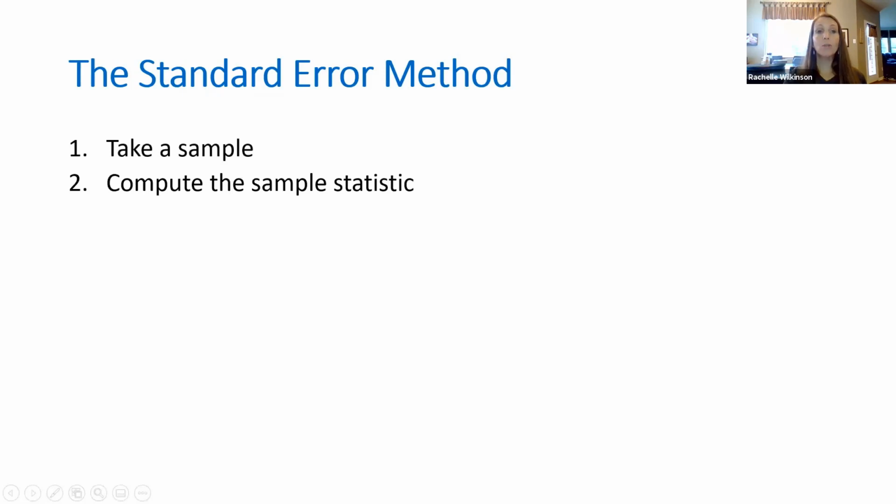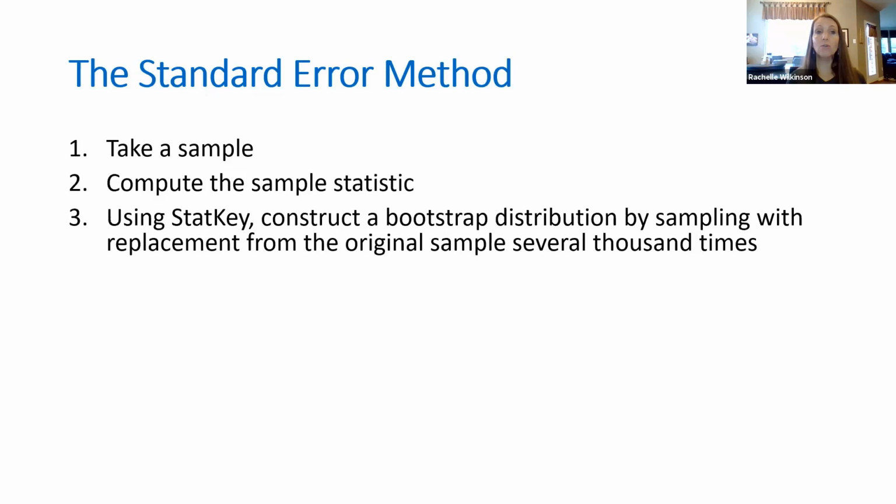Next, we're going to compute the sample statistic. So we've already done this part. We took our sample, we've computed the sample statistic, which was that best estimate of the parameter. And now we're going to use StatKey to construct a bootstrap distribution by sampling with replacement from the original sample several thousand times. StatKey is actually going to make this pretty easy for us.